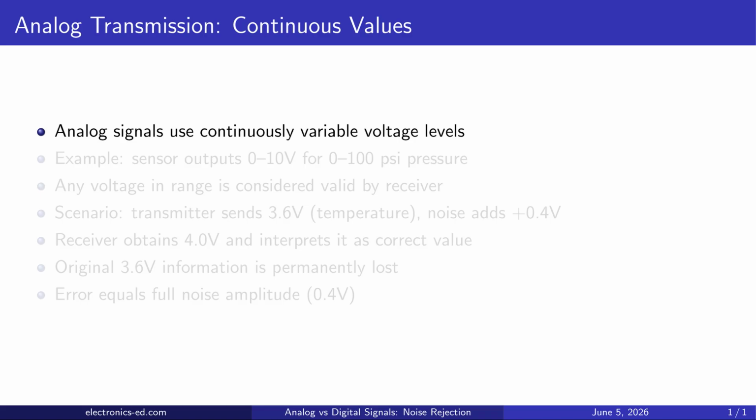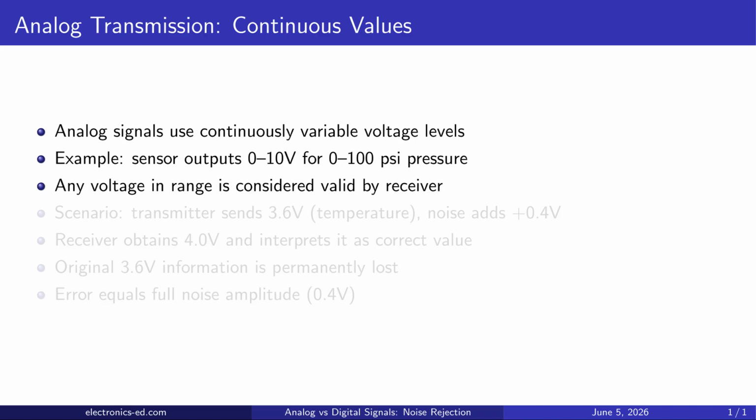Analog signals represent information using continuously variable voltage levels. For example, a pressure sensor might output 0 to 10 volts to represent 0 to 100 psi. In analog systems, any voltage within that range is considered a valid and meaningful value.